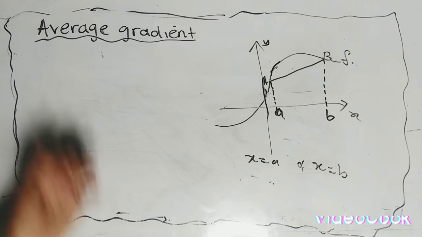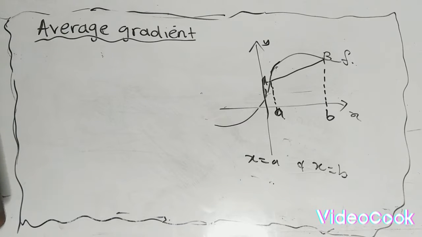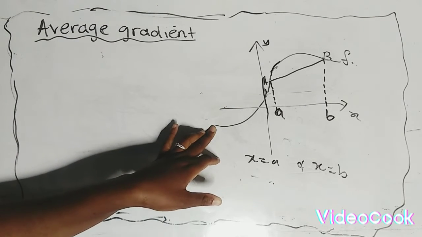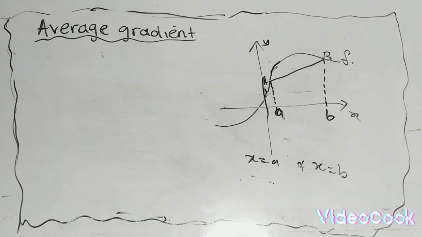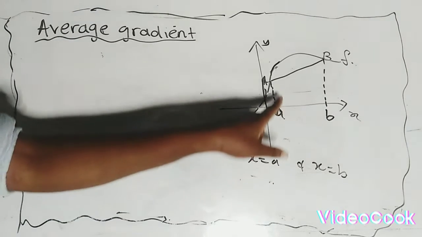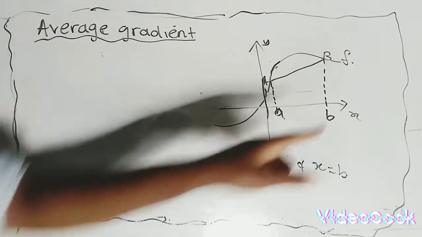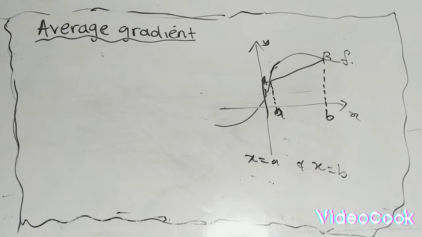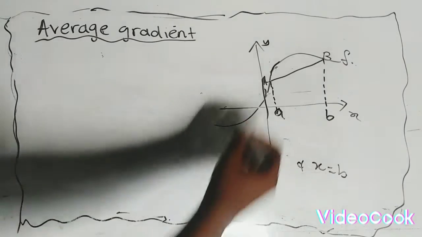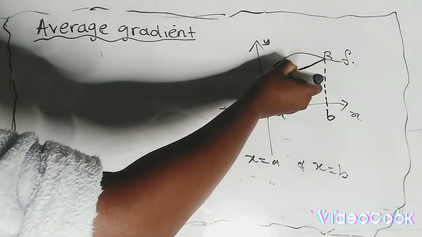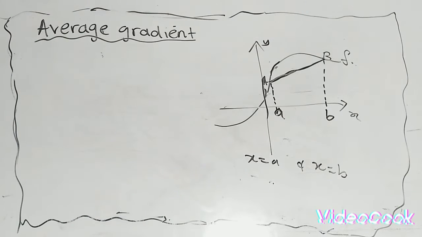Today we're looking at average gradient: how to calculate the average gradient of a function. In our first example, we have our function f, and the question asks us to calculate the gradient between x is equal to a, which is this portion, and x is equal to b, which is that portion. When they ask you to calculate the gradient in that way, they are simply asking you to calculate the gradient of line AB. I'm sure you can see I've joined AB there.